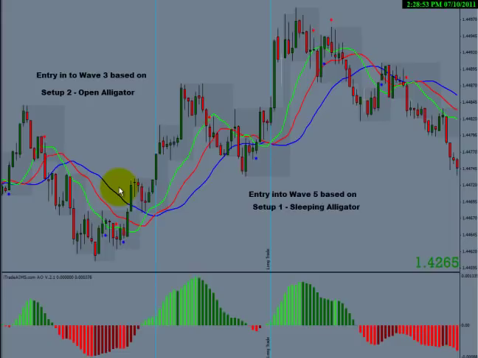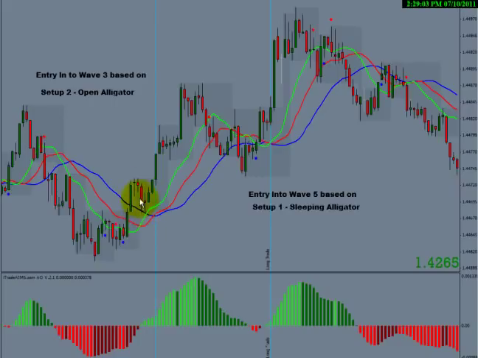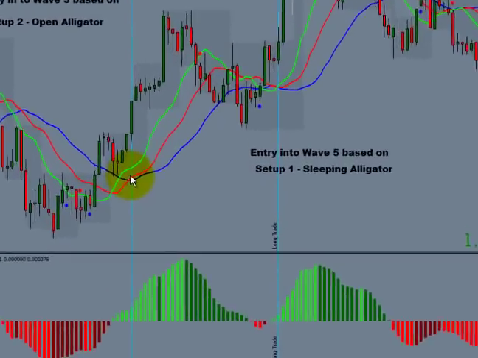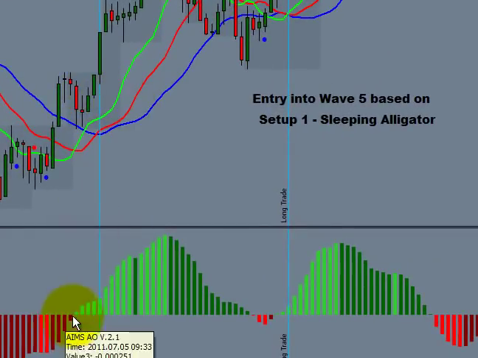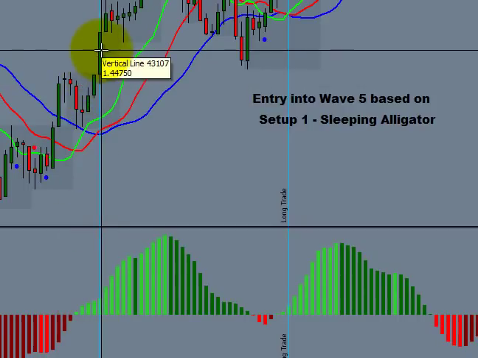In this occasion, our first entry into the possible third wave we took from setup 2. This is setup 2 because this AIMS level is outside the alligator's mouth. Alligator is open, AO is close to zero line. We would enter somewhere here.